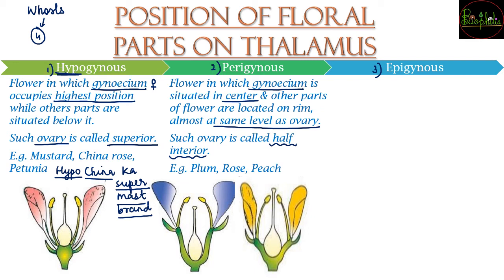So for this also you can have a trick, that can be peri ने plum को half pitch पे rose दिया. So let me write it down so that it would be easier for you to understand. So you can remember it as peri is for perigynous, plum is the example of the perigynous flowers, half is going to be your representation for that the ovary is going to be half inferior, pitch is going to be for peach, and rose is another example.